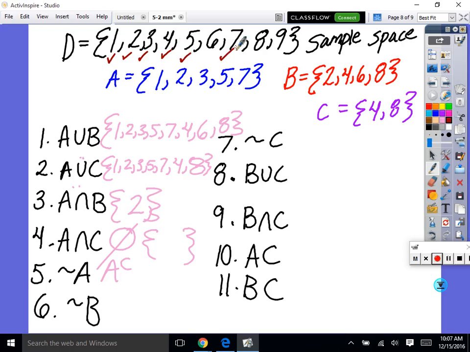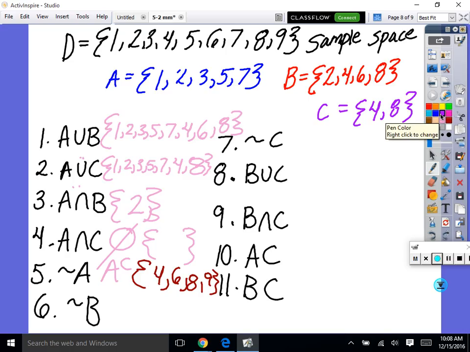That's an A, correct? So A complement is everything I didn't check off, which would be 4. Did I check off 4 by accident? Yeah, okay, we'll just ignore that. So A complement means everything I didn't check off: 4, 6, 8, and 9. Everybody good with complement? Okay, B complement means everything that's not in B. So here 2 is, 4 is, 6 is, 8 is. So everything that's not in B would be 1, 3, 5, 7, 9.